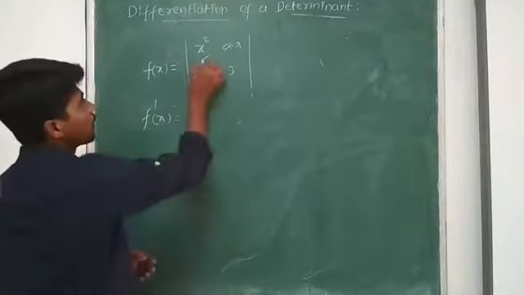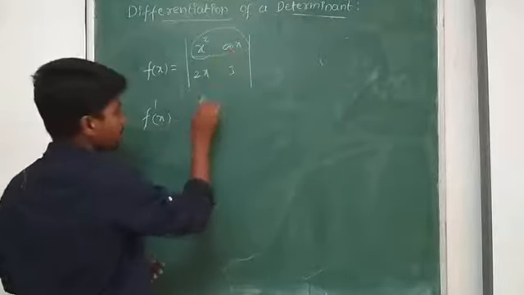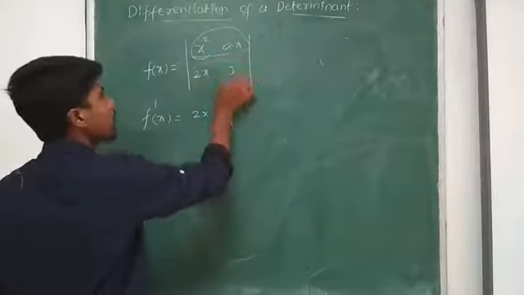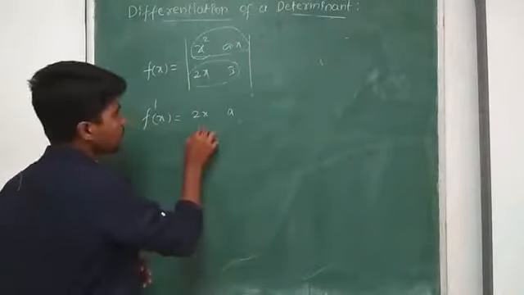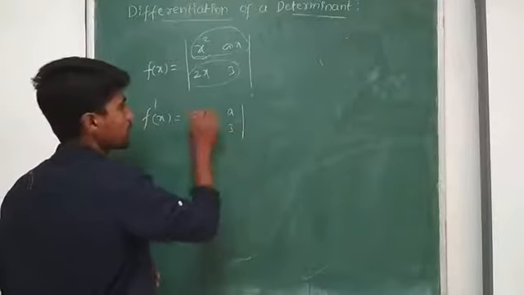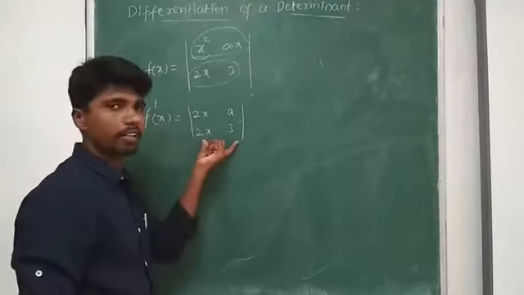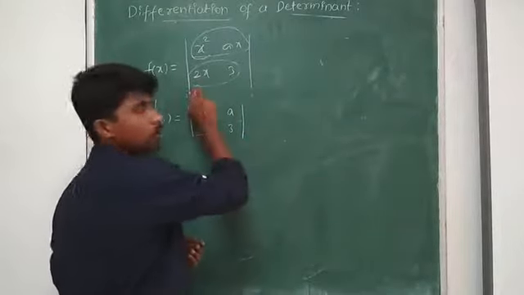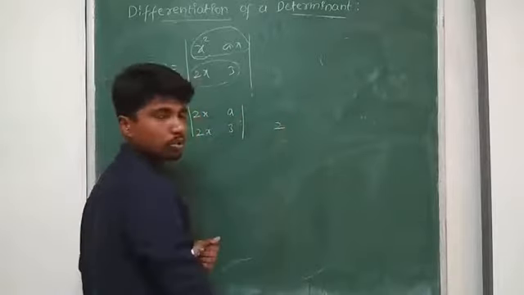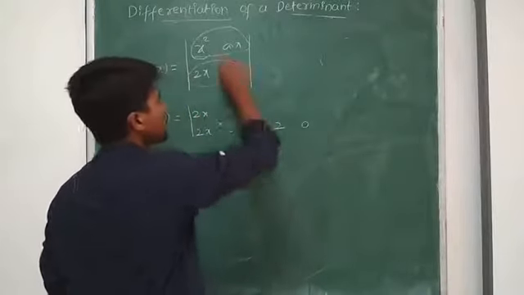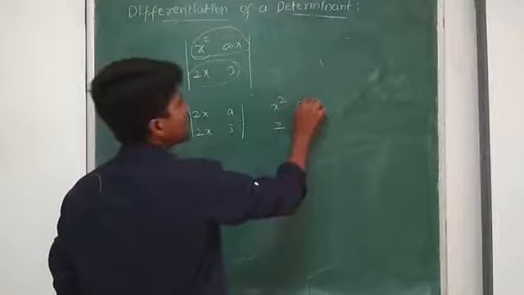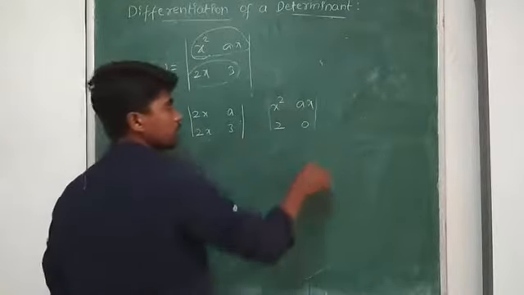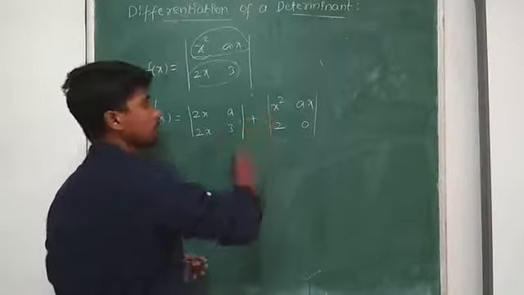Nothing but I do differentiation of the first row, which is 2x and a. Next I keep the second row unaltered. I won't change anything, it stays as it is. This is one differentiated determinant. Next, the next row I have 2x and 3. The 2x derivative is 2, 3 derivative is 0, and the first row unaltered, x square and ax. So it's a determinant. Now I have to add this.